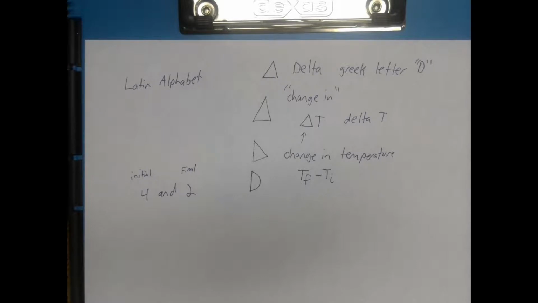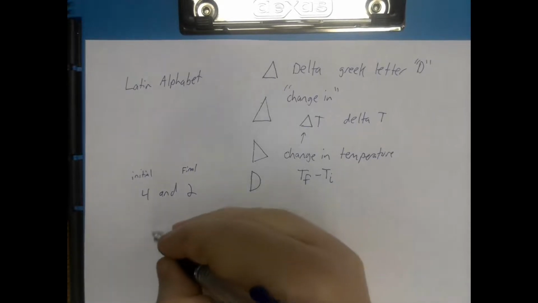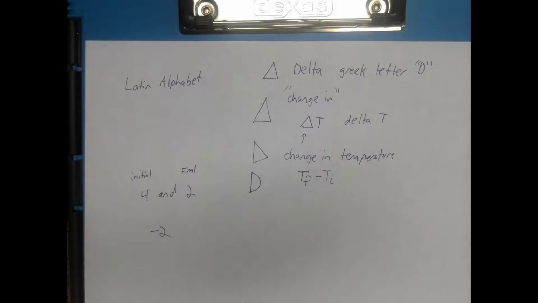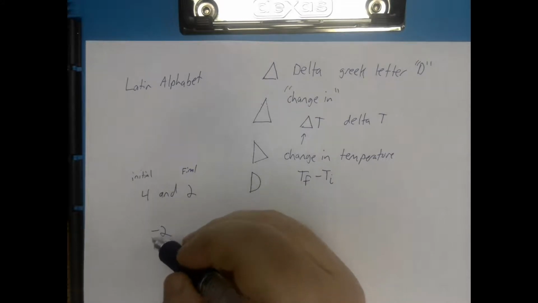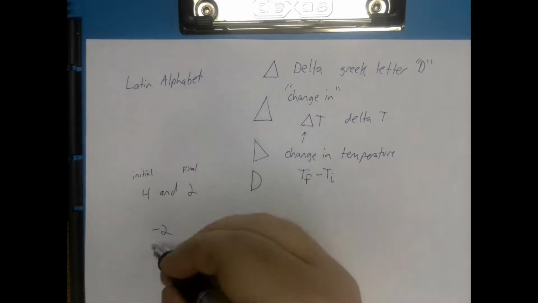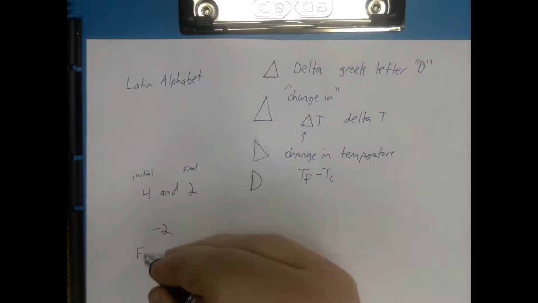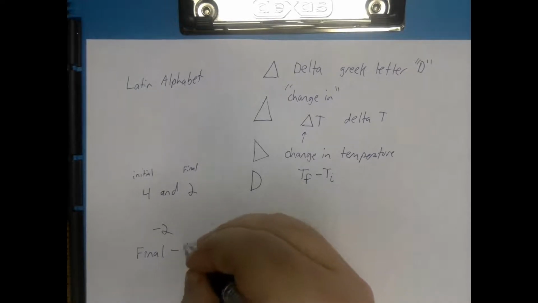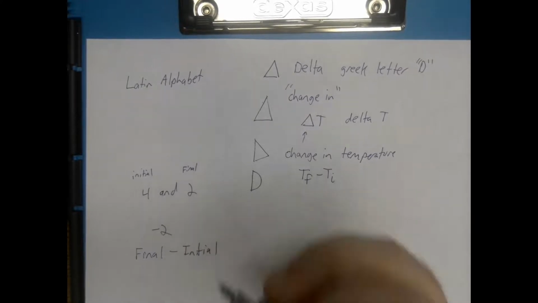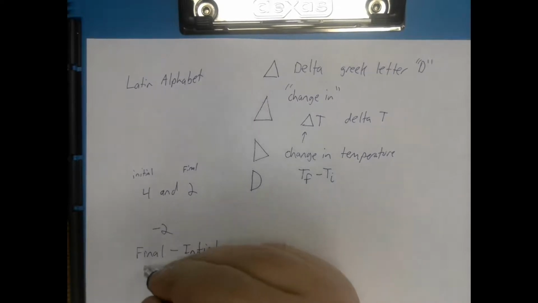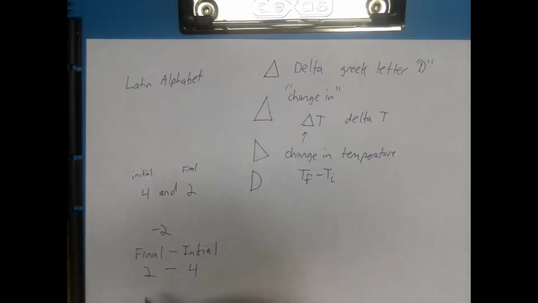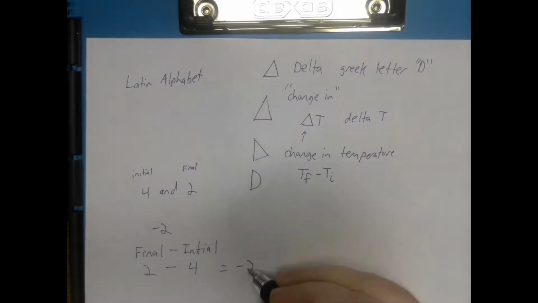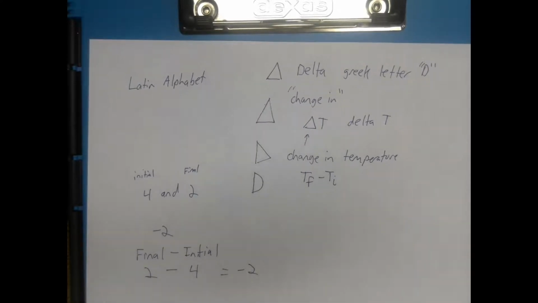See, again, y'all are still doing it. -2. For some reason, you choose whichever one's larger. In science, we have a formal definition. The difference is final minus initial. The final was 2, so 2 minus the initial is 4. 2 minus 4 is equal to -2, not +2.